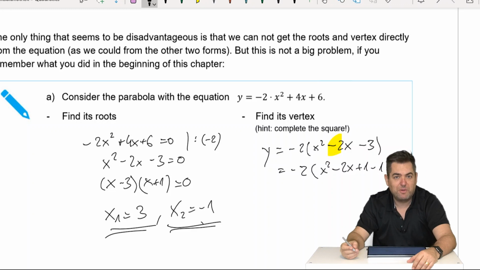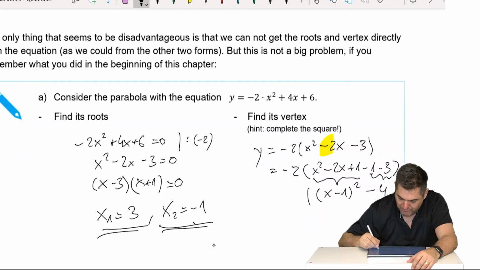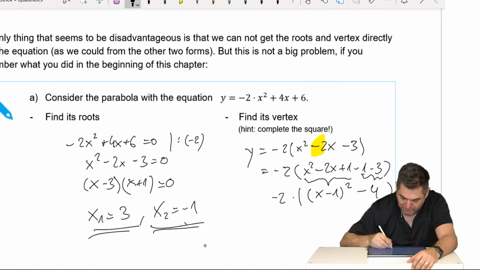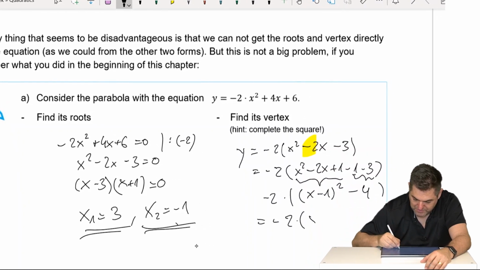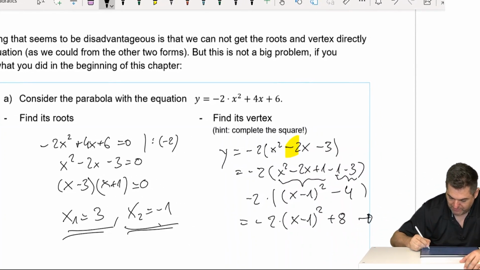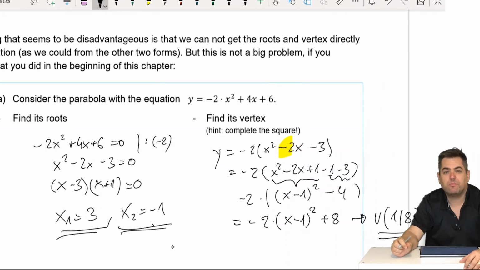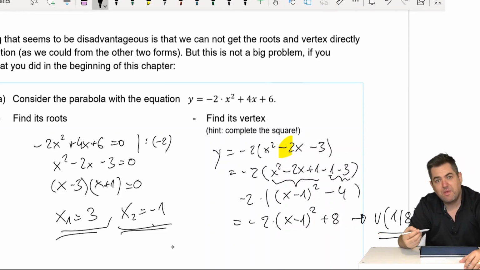Now I can use my normal formula backwards. This is (x minus 1) squared, and this is -4. And don't forget to multiply everything with this -2. So this is the equation of the parabola. And from this we can get the vertex. So this is how to get the roots: just set it equal to 0 and solve for it. And to get the vertex, you have to complete the square.